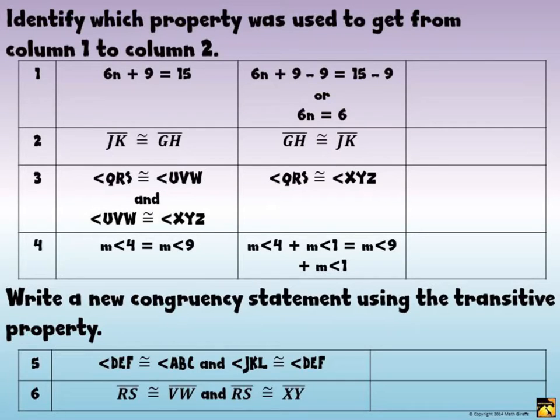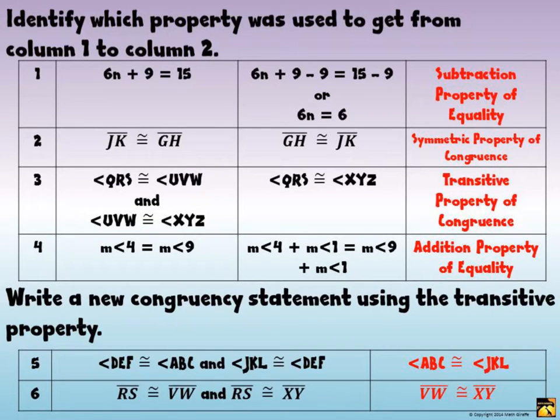Okay, so here's where I want you to grab your whiteboard. See if you can go ahead and pause the video, look at the screen. Can you identify which property was used to get from column 1, so this column, to column 2? And then down here, you're trying to write a new congruency statement using the transitive property for 5 and for 6 here. So go ahead and pause the video, and when you're ready, hit play, and we'll get to the next slide, which has the answers.